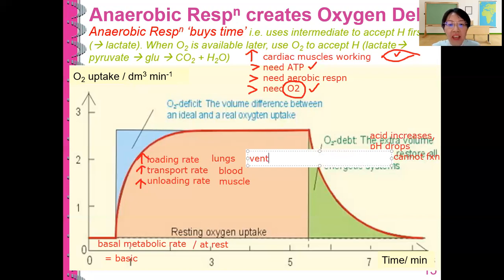Red blood cell take in more. No, lung, your ventilation rate will increase. Your ventilation rate will increase, meaning to say that your breathing rate will increase, plus breathing depth will increase, right? You breathe in deeper and you breathe in faster, right? So this is the adjustment for your lung. Ventilation rate increases to take in more oxygen.